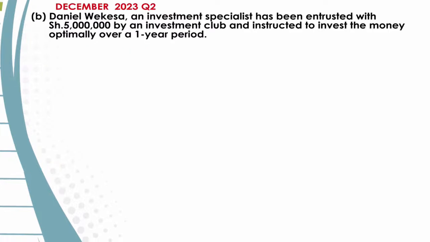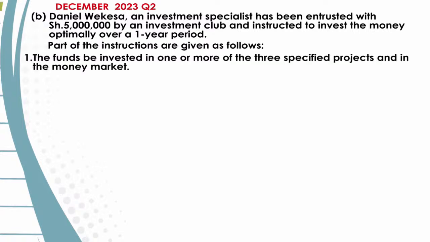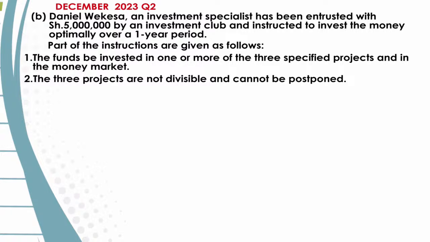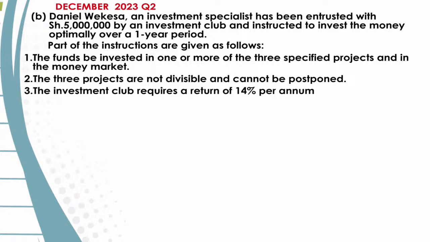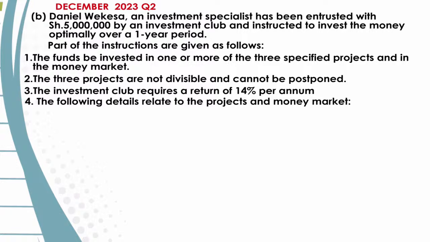Part B reads, Daniel Wekesa, an investment specialist, has been entrusted with 5 million by an investment club and instructed to invest the money optimally over a 1-year period. Part of the instructions are given as follows. Number 1, the funds be invested in one or more of the 3 specified projects and in the money market. Number 2, the 3 projects are not divisible and cannot be postponed. Number 3, the investment club requires a return of 14% per annum. Number 4, the following details relate to the projects and money market.